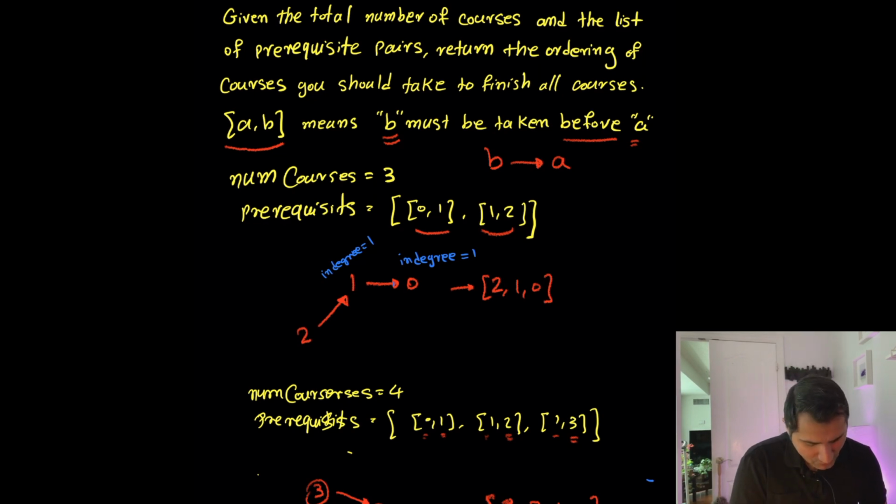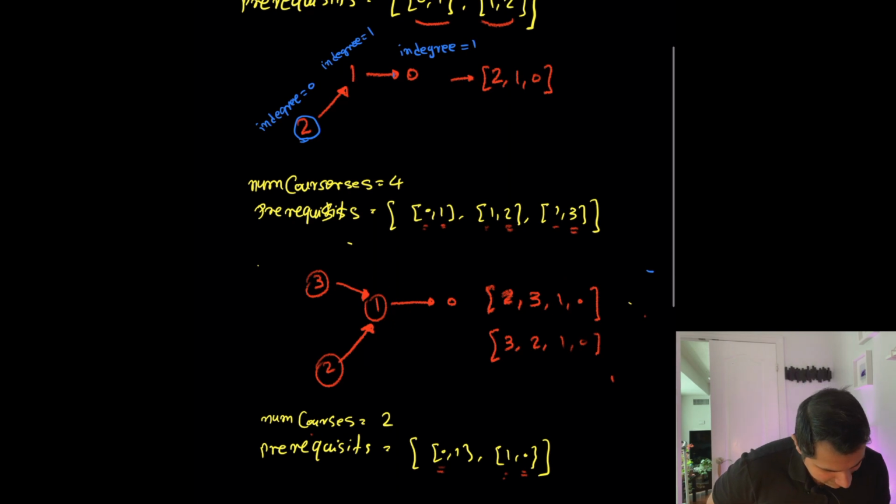But what about this node, course 2? As you can see, there's no incoming edge to this node. So the in degree of this node is 0. That means this node has no dependency, so we can start with this node. What about this example? Again, course 0 has one incoming edge, so the in degree is 1.